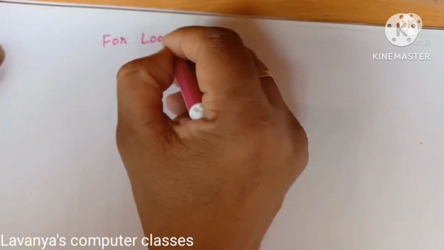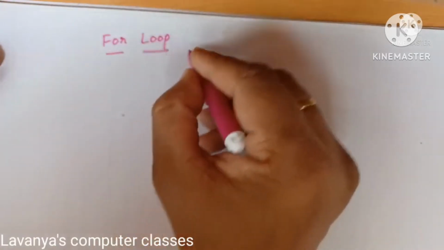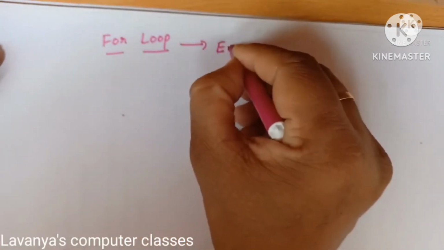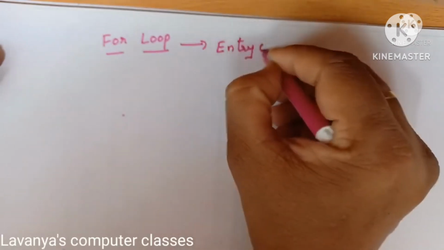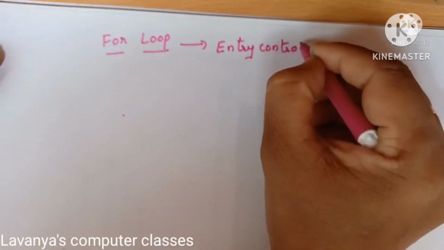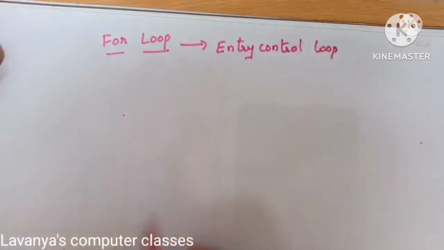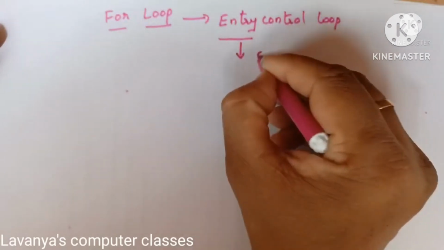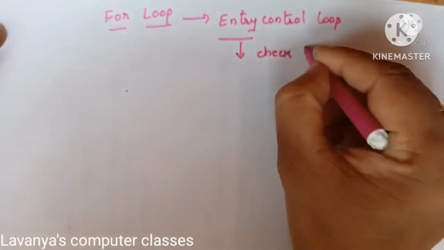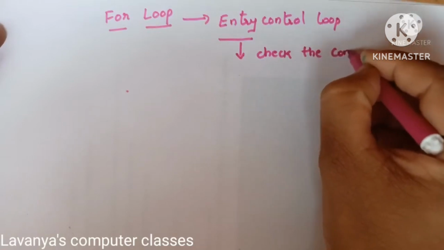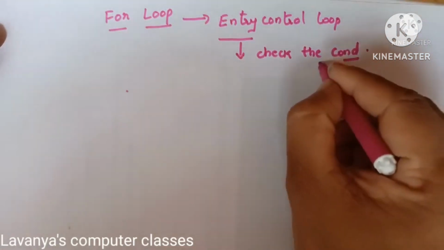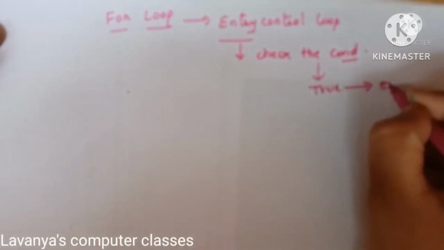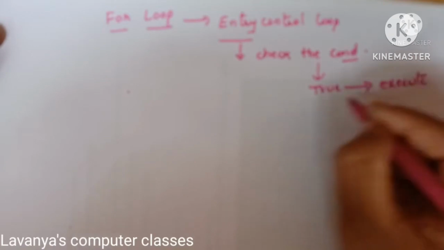I will explain the for loop syntax and some example programs. So what is a for loop? For loop is an entry control loop. It is an example of an entry control loop statement. So what is an entry control loop statement? Already I kept one video on the entry control loop statement. In this entry control loop statement, first it checks the condition. If the condition is true, then only it enters into the body of the loop and executes it. If it is false, it exits from the loop.